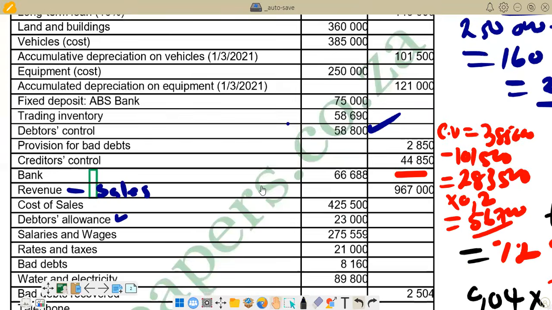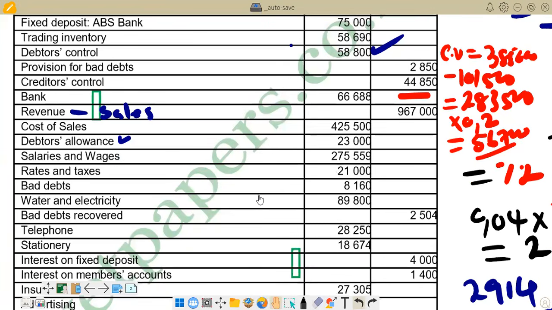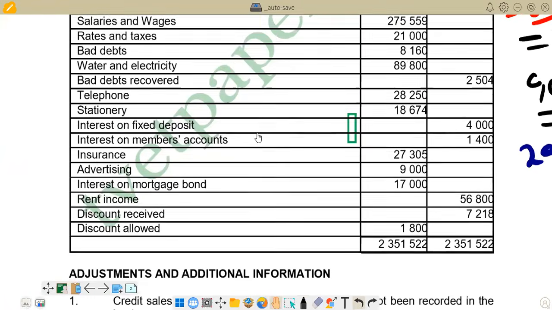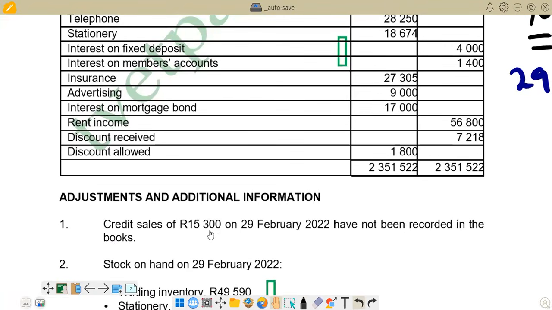In the books, we have got trading inventory. It's here, 58,690. But remember, we've got those ones that were sold but were not recorded. These were the goods that were sold but were not recorded. It means that they were not removed from our closing stock. That is reflected in the books.